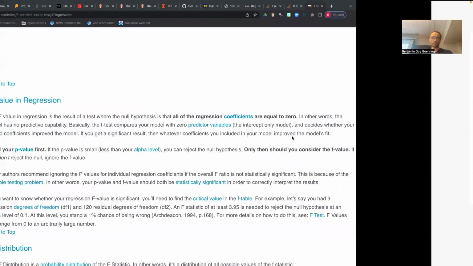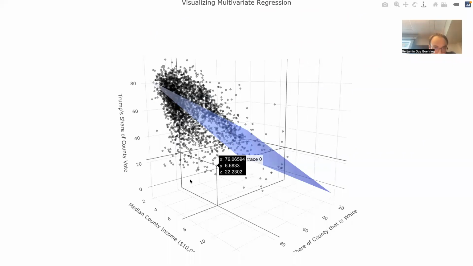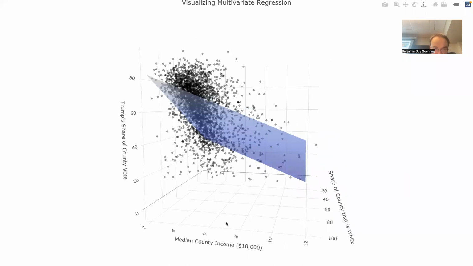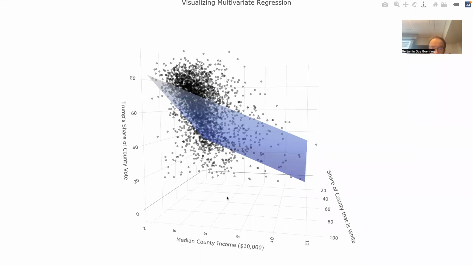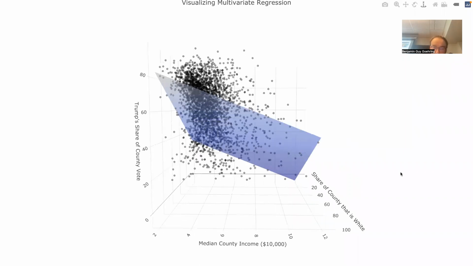So this is what it looks like, but it looks really crummy in the plot. Just don't look at the plane for a second, even though it's kind of hard not to, but just focus on the dots. This is the same thing we've been plotting so far. We see this relationship where we have median county income, now in tens of thousands of dollars, on the x-axis, and we have Trump share of the vote on the y-axis. So that's what we've looked at so far.